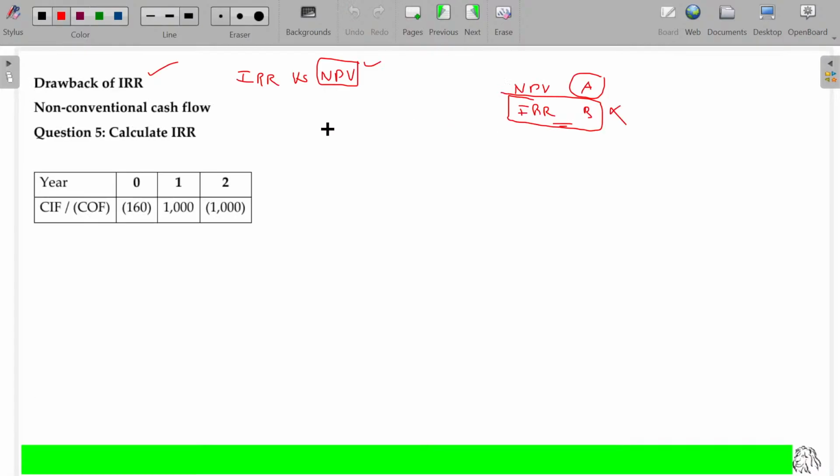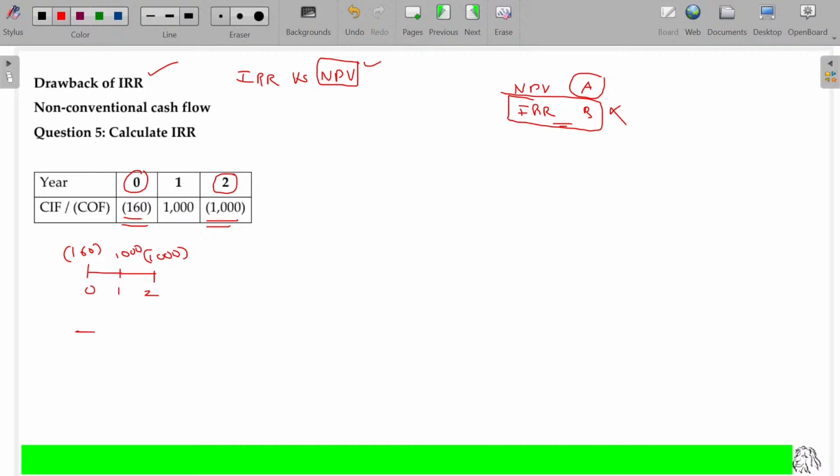In this illustration, in the 0th period you invested 160, an outflow. In the second year also there is an outflow, but in the first year you have an inflow. Then there is trouble. Non-conventional. Conventional means at the 0th period investment, thereafter regularly you get the money. But in this case, in the 0th period and second period there are outflows, and in year 1 you get an inflow. If that happens here, we will get lots of confusion. So 160 outflow, 1000 inflow, and 1000 outflow.